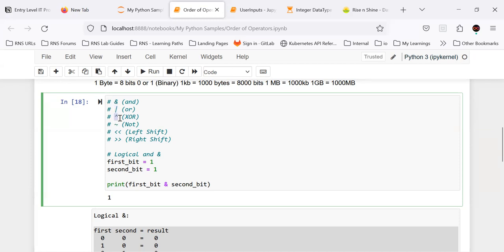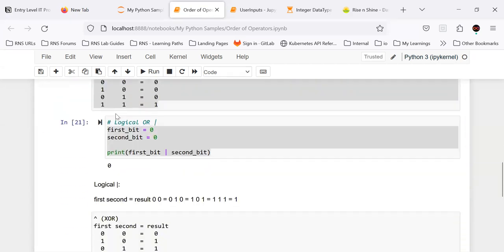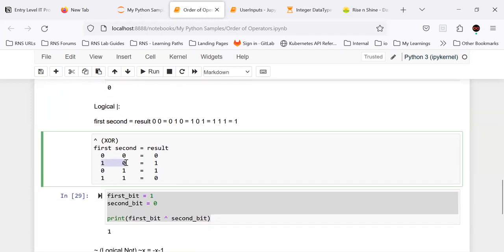And exclusive or, if both are 0 or both are 1, then it is going to become 0. In the reverse case, if either one of the bits is 1, then it is going to become 1. But if both are the same, so here 0, 0, both are the same, then it is going to become 0. Here 1, 1, both are the same, then it is going to become 0. If reverse, then it is going to become 1. That is exclusive OR.